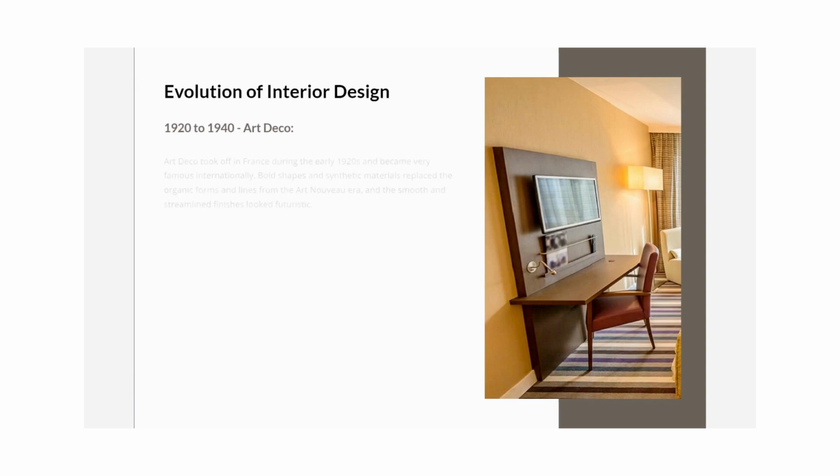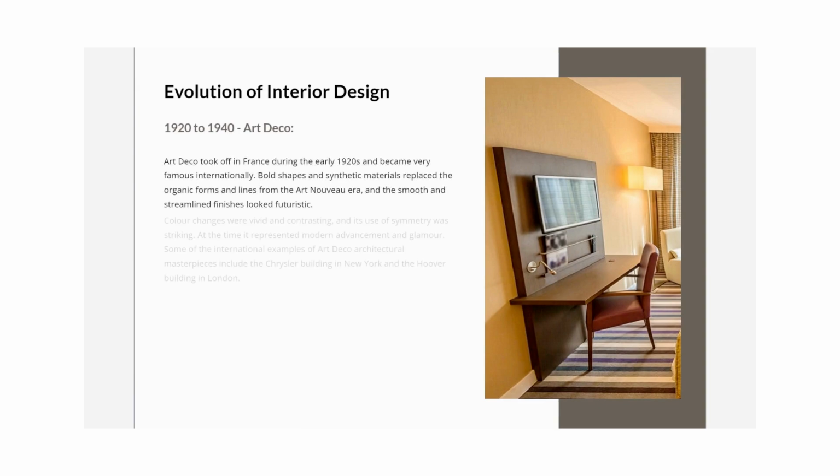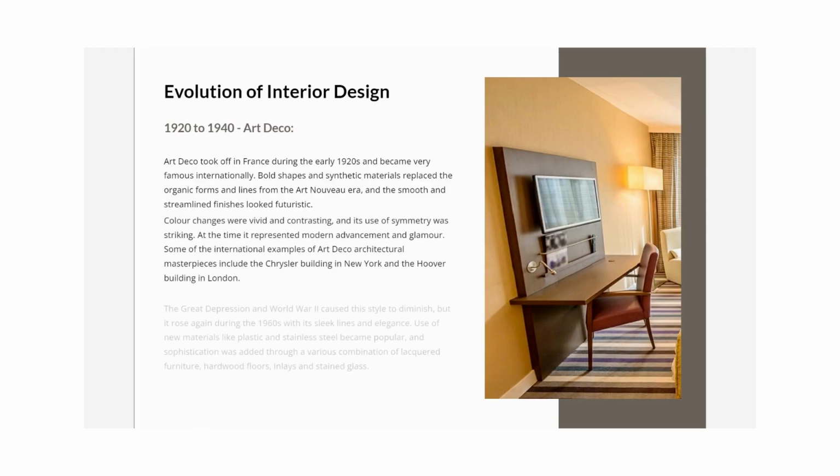1920 to 1940, Art Deco. Art Deco took off in France during the early 1920s and became very famous internationally. Bold shapes and synthetic materials replaced the organic forms and lines from the Art Nouveau era, and the smooth and streamlined finishes looked futuristic. Color changes were vivid and contrasting, and its use of symmetry was striking. At the time it represented modern advancement and glamour.